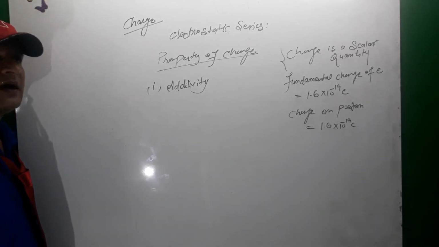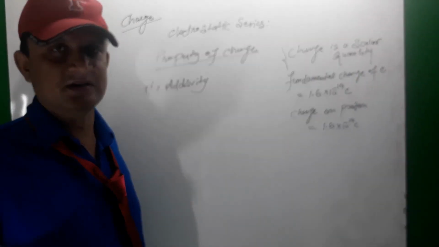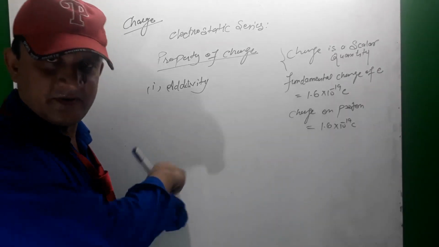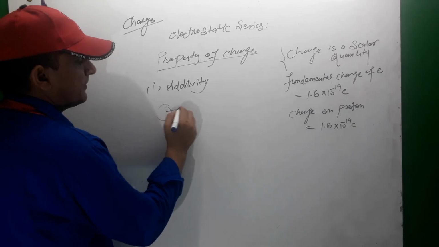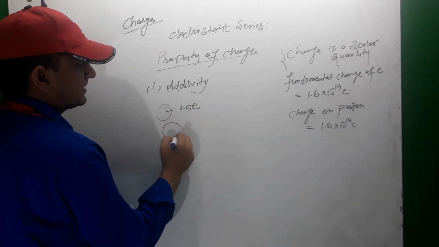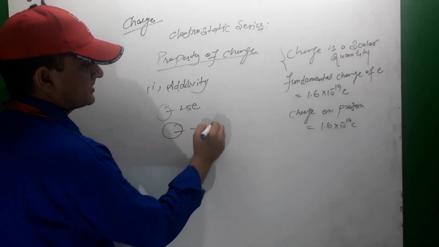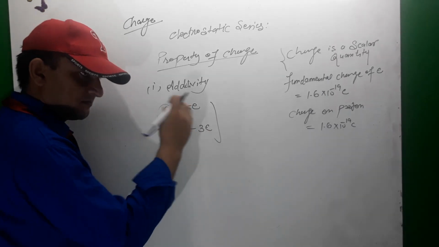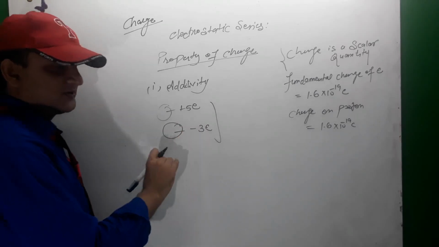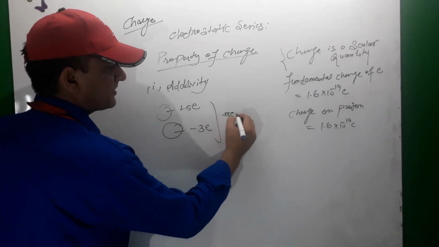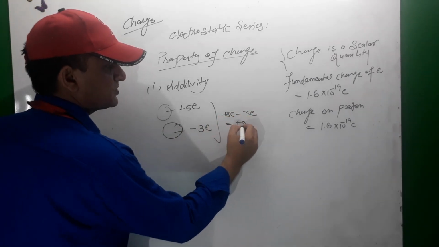Vector algebra will not be used, so you can simply add and subtract the charges, as I have done previously. Let a body have 5 positive charges, and another body have negative 3 charges. After mixing, after attraction, after combination, what would it become? Plus 5 electron minus 3 electron, you would get plus 2 electron.